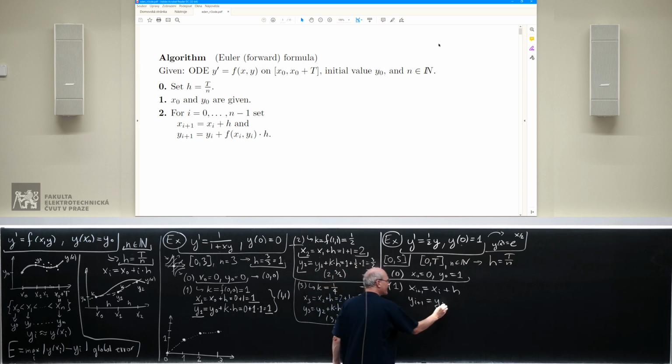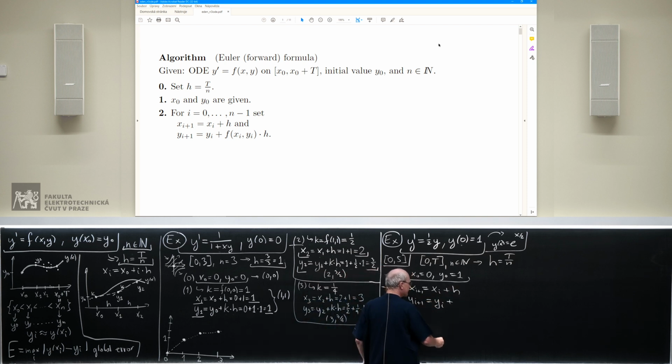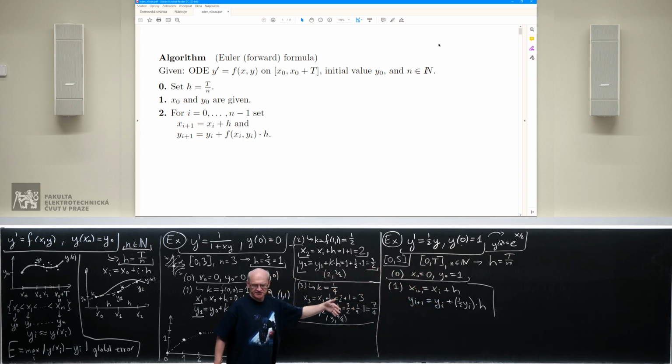I obtain it by using the original elevation and then moving along a straight line. The slope is k, and this is where it gets interesting. What is the slope? I obtain the slope by taking the current point, xi, yi, and substituting it into my differential equation, into the right-hand side. So the slope is 1/2 yi. And this is multiplied by the step size. So this is the formula for generating points.